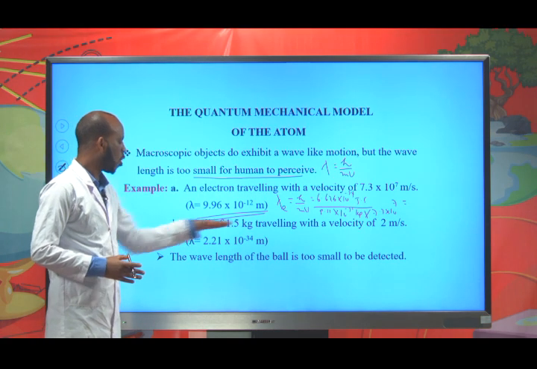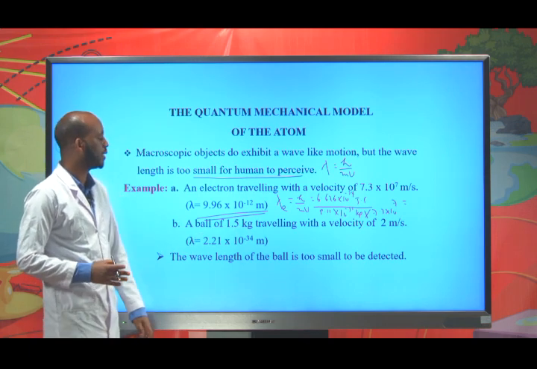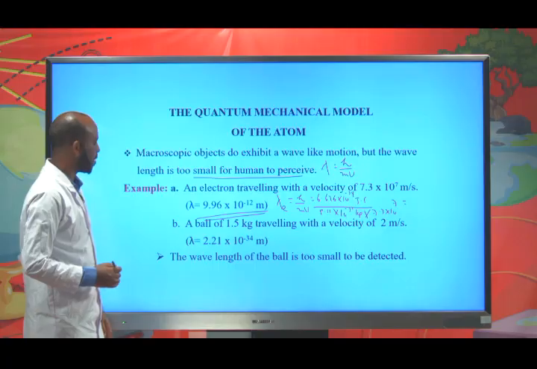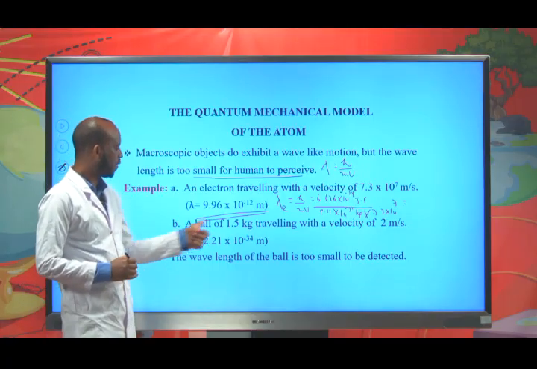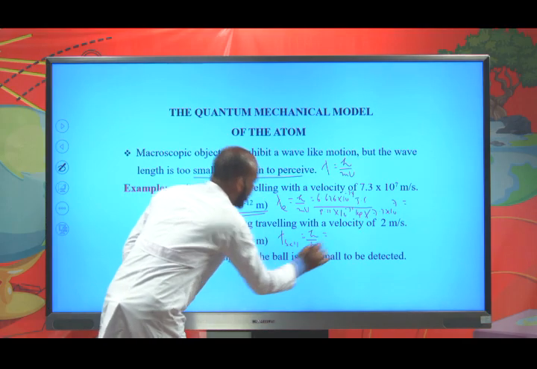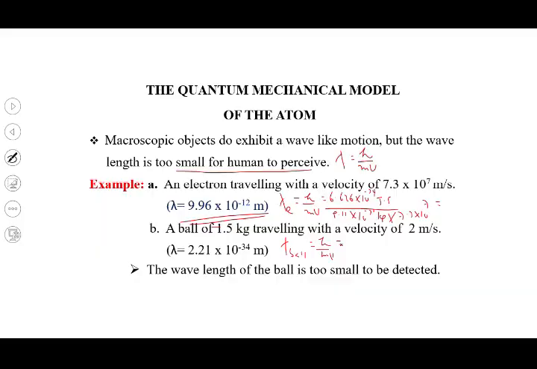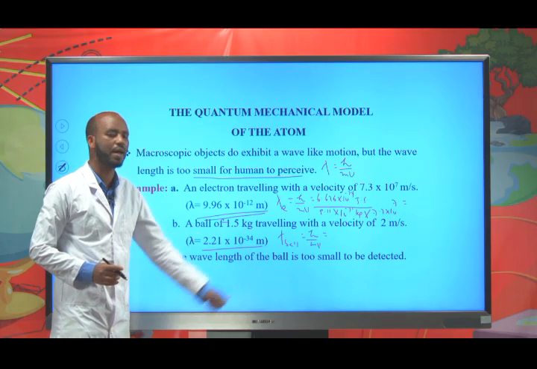This is a macroscopic object, a large object, you see. Its mass is 1.5 kilogram, traveling with a velocity of 2 meters per second. Now, the wavelength of the ball: lambda of the ball equals h divided by mass times velocity. h is Planck's constant, having this value, divided by the mass of the ball, which is 1.5 kilogram, times the velocity of the ball, which is 2 meters per second. Now the wavelength of the ball is 2.21 times 10 to the power of minus 34 meter.